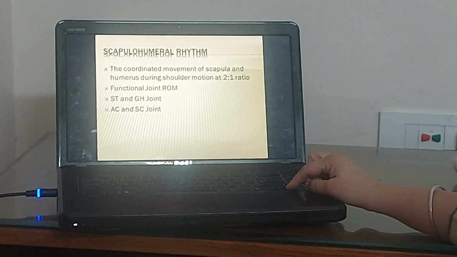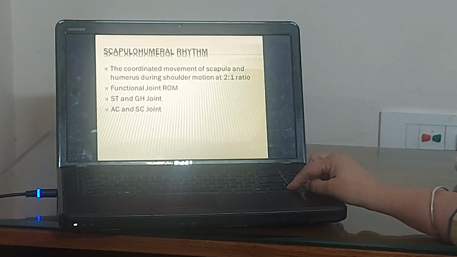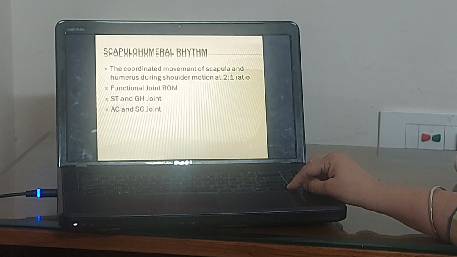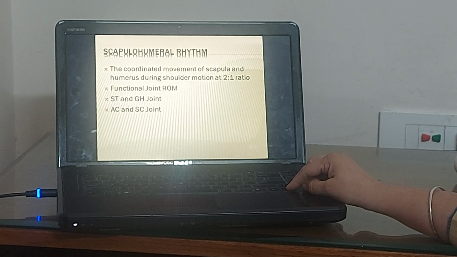Now all this movement is called scapulohumeral rhythm. The coordinated movements of the scapula and humerus during shoulder motion, at a ratio of 2:1, is called scapulohumeral rhythm.